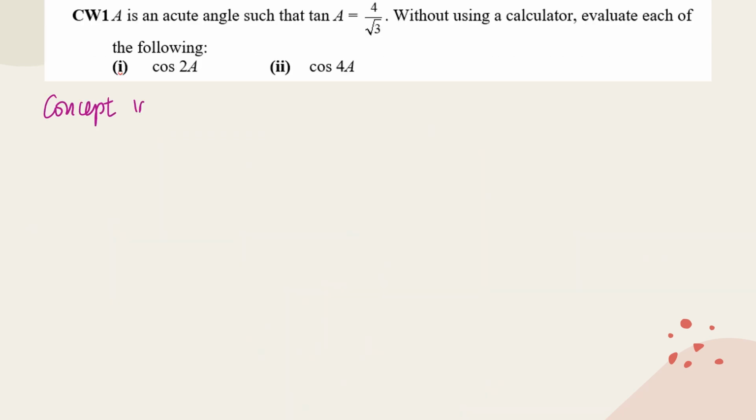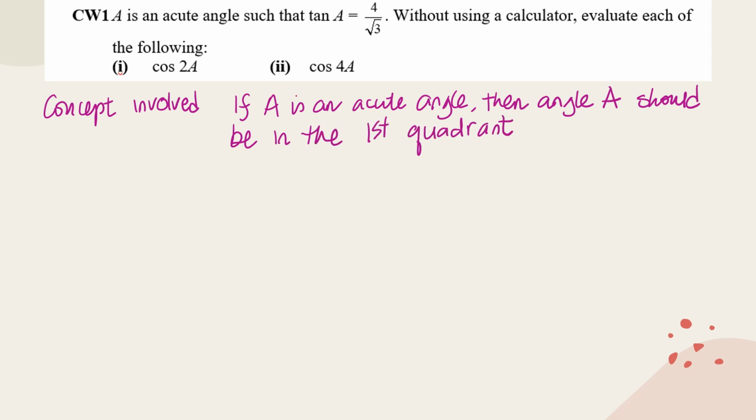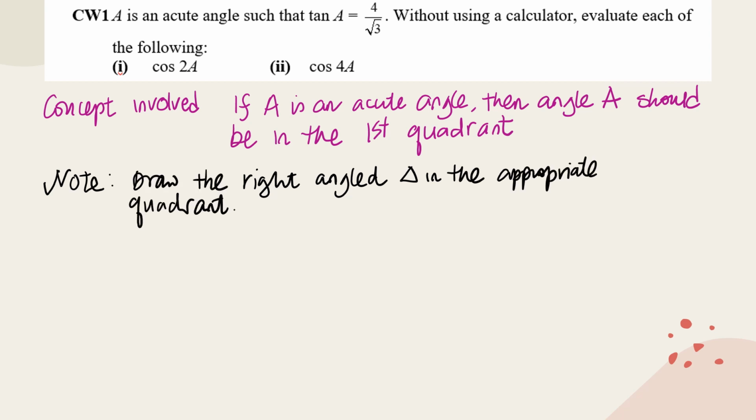Right. So with the knowledge gained from example one, I think doing CW1 will not be that difficult, right? Because the concept involved is the same, right? A is an acute angle, so angle A should be in the first quadrant. And we are using Pythagoras. Pythagoras can only be applied in the right angle triangle. So let's draw it in the first quadrant, right? And then you label your angle A.